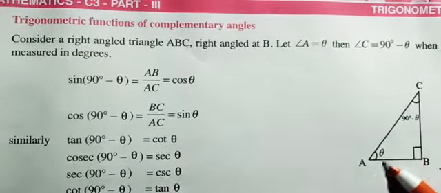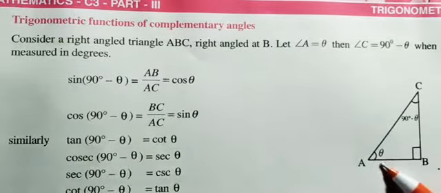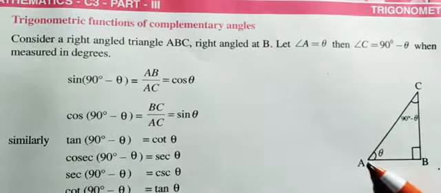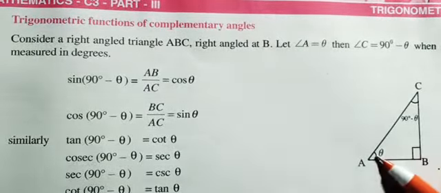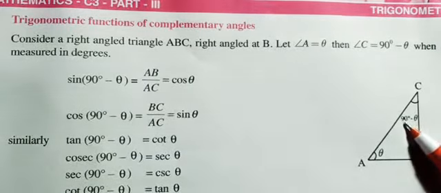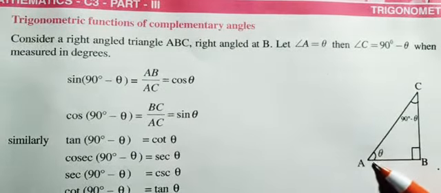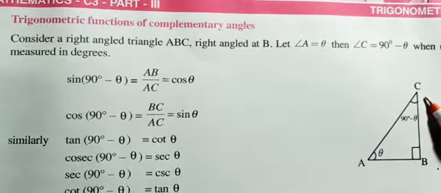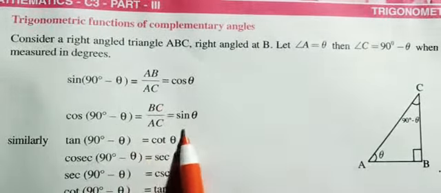From the figure, sin theta is equal to how much? BC by AC. And cos of 90 minus theta is equal to how much? Cos is base by hypotenuse. If we take this as 90 minus theta, then this is my base, this is my height. If we take this as theta, then this is my base, this is my height. So from there we easily get cos of 90 minus theta equal to sin theta.